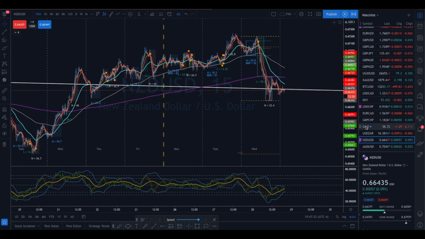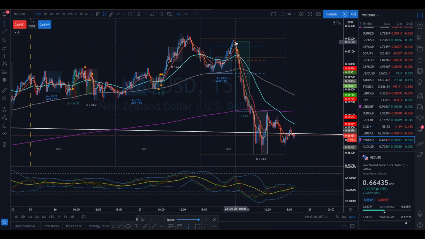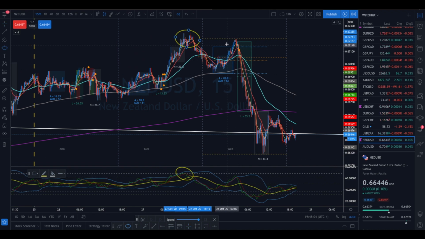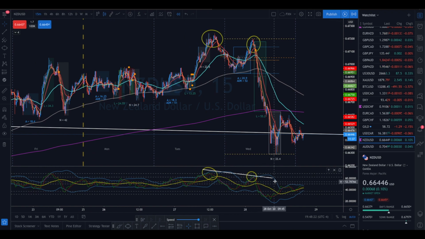Look what happened on NZD USD literally today. What did you have on Tuesday? A one-way directional move. What did you have today? Second leg of the M on Wednesday. Look at the TDI. Here's the first leg on the TDI. Here's the first leg on the chart. Where is the second leg? Second leg is right here. Where's that at on the chart? It's right here. Right? So there you go. You have confirmations here.